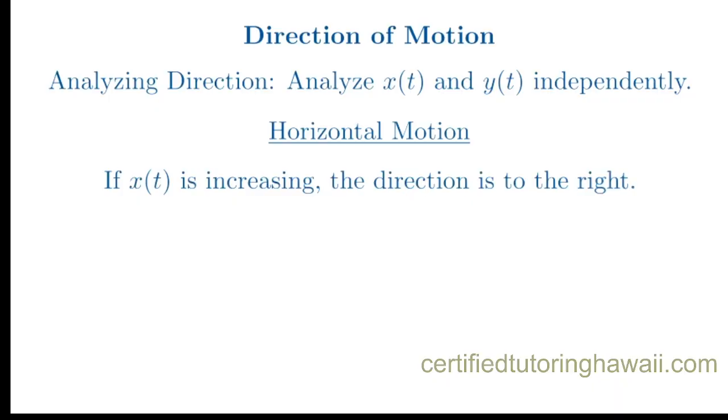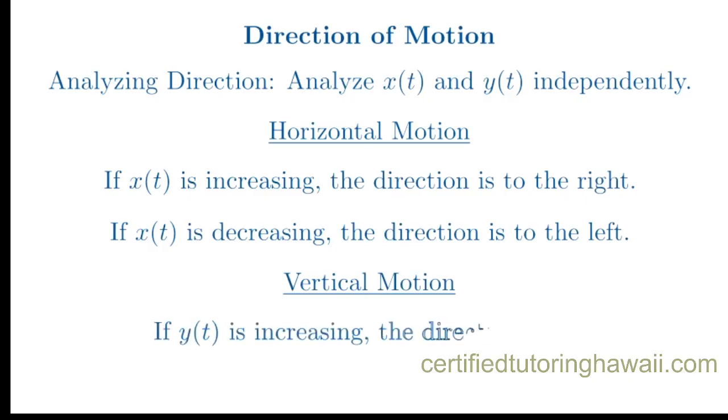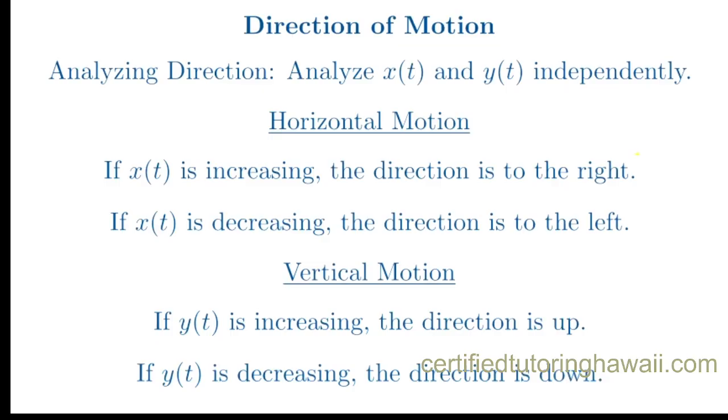Conversely, if the x-coordinate, x of t, is decreasing as t increases, it means the particle is moving to the left. The same logic applies to vertical motion. We look at the y component, y of t. If the y-coordinate, y of t, is increasing as t increases, the particle is moving up. And if the y-coordinate, y of t, is decreasing as t increases, the particle is moving down. It's getting lower in the plane. So, to recap, increasing x means right, decreasing x means left, increasing y means up, and decreasing y means down.